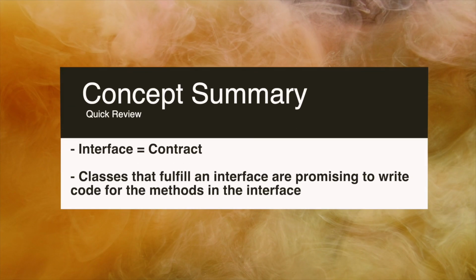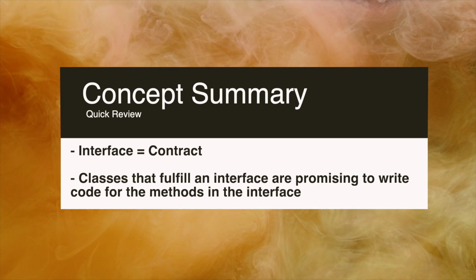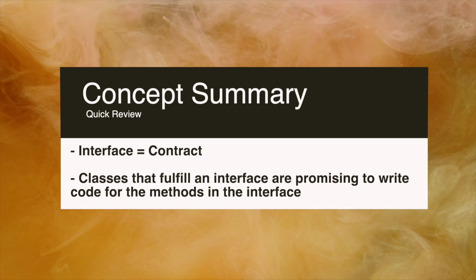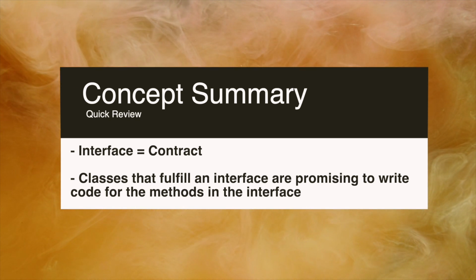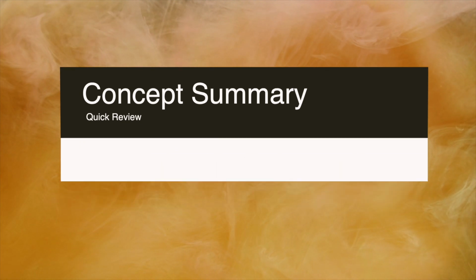Concept summary. Let's summarize what we've talked about so far before we move on. An interface is a contract. By saying that a class is going to fulfill an interface, the class is promising to provide the implementation details for the methods in the interface. Moving on, here's how we code it. Well, actually, one more thing.